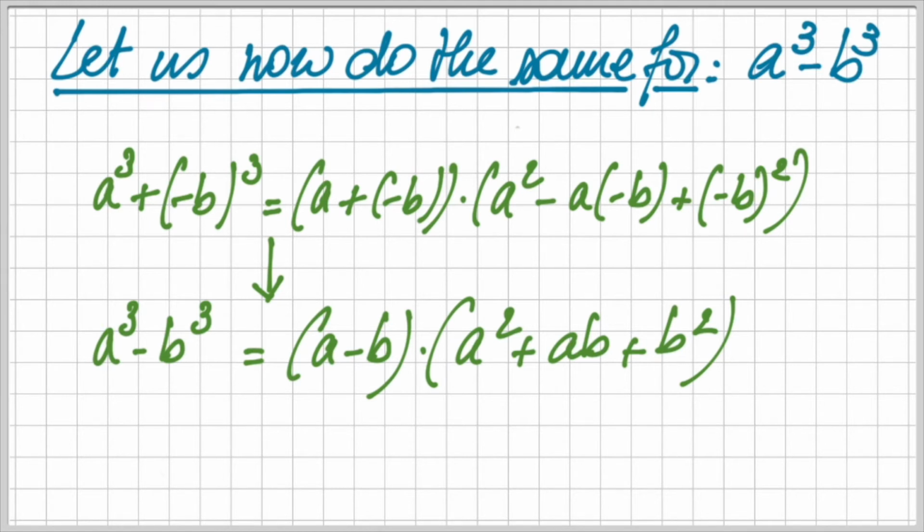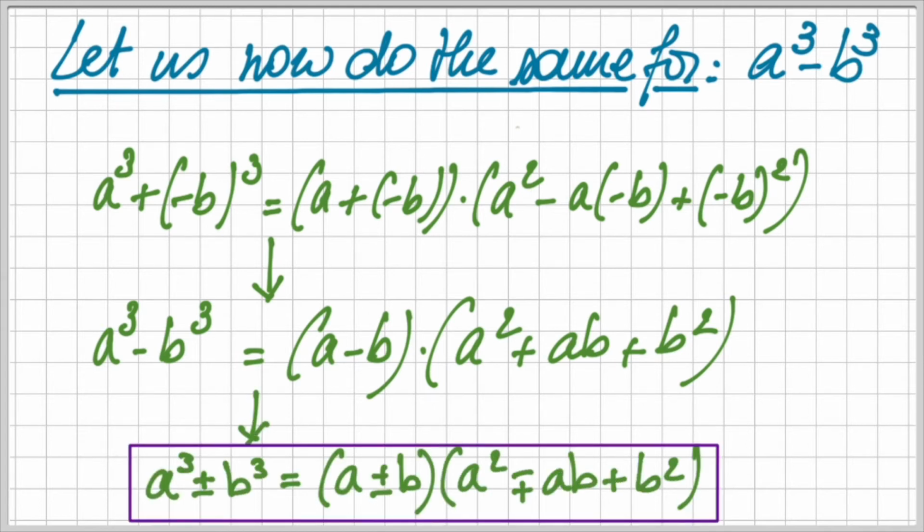A squared is the same. Minus a times minus b is plus ab. And minus b squared is b squared. And we find again the special product formula. We can now write it for a to the third plus minus b to the third, which is a plus minus b multiplied with a squared minus plus ab plus b squared.